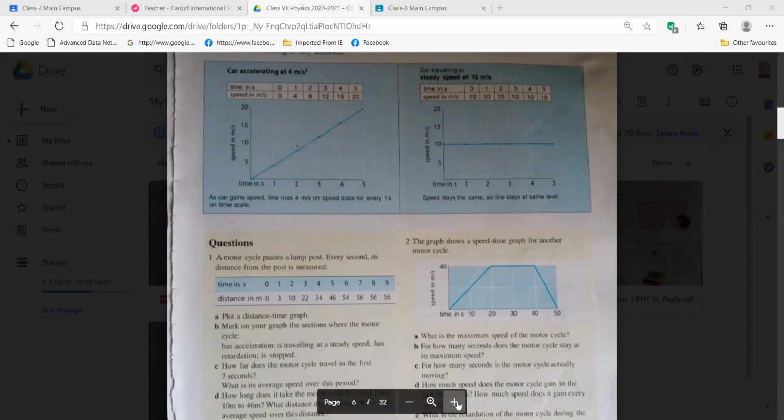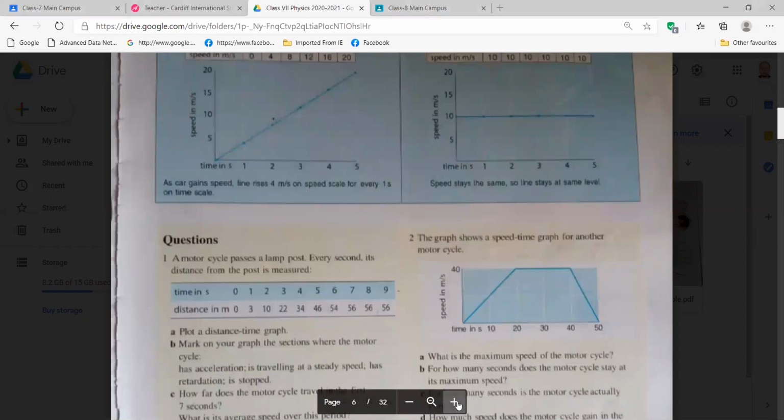Okay, sir. Here is the question. Shahadat, can you read the question? Question number 1. Today we will do question number 1. A motorcycle passes a lamp post. Every second, its distance from the post is measured.